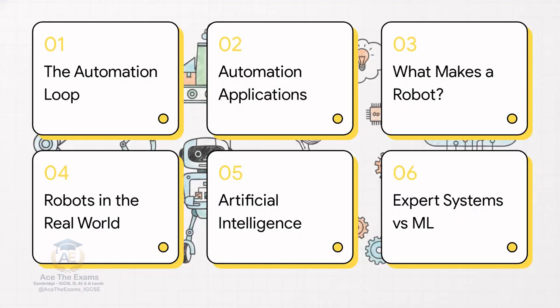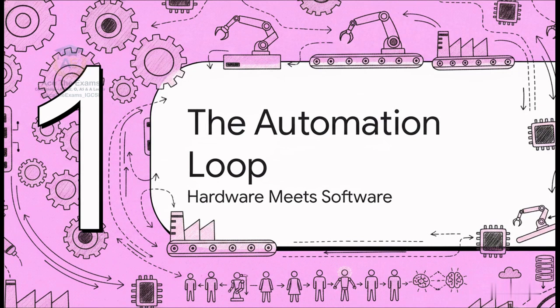Okay, we've organized this journey into 6 clear parts, starting with the automation loop, moving through its applications, defining what a robot actually is, looking at real-world robotics, diving into AI, and finally, comparing expert systems to machine learning. Let's get right into it. Section 1, the automation loop. Let's see how hardware meets software to take humans completely out of the equation.